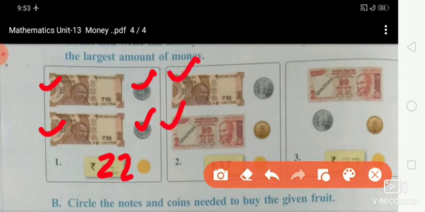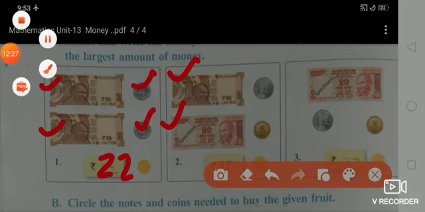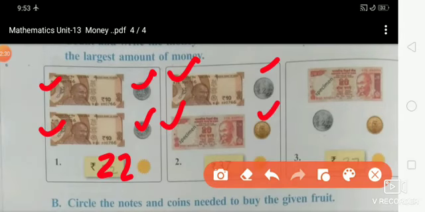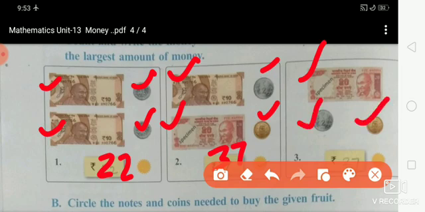10 rupees note and 20 rupees note means 30 rupees. 2 rupees coin and 5 rupees coin means 7, so 37 rupees. Now the third one: 20 rupees, a 2 rupees coin and a 5 rupees coin, 20 plus 7 is 27. So the largest amount is 37. Tick the second box, 37. Is that clear?